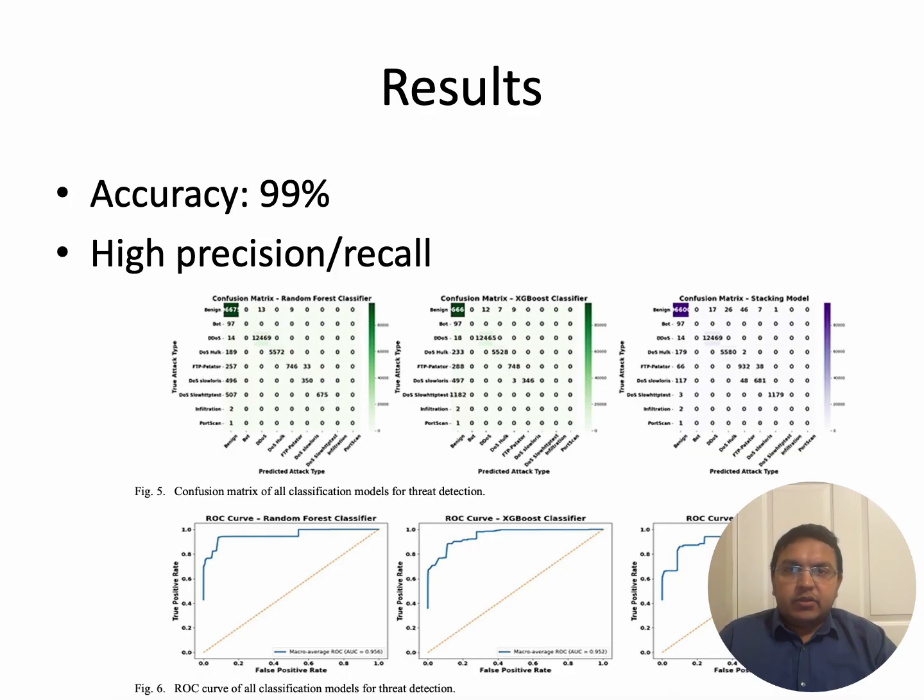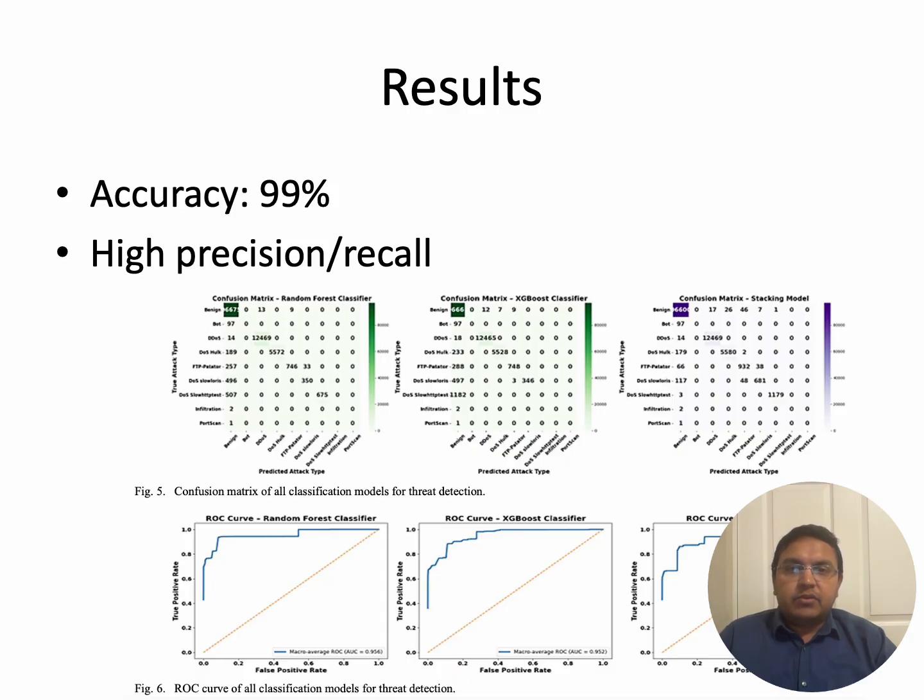Now let me look at the results. The hybrid RF-XGBoost stacking model achieved 99.44% accuracy, 99.35% precision, 99.44% recall, and an F1 score of 99.39%. Compare this to random forest at 98.63% accuracy and XGBoost at 98.01%. These are all very strong results, but the hybrid model consistently outperforms both across all metrics.